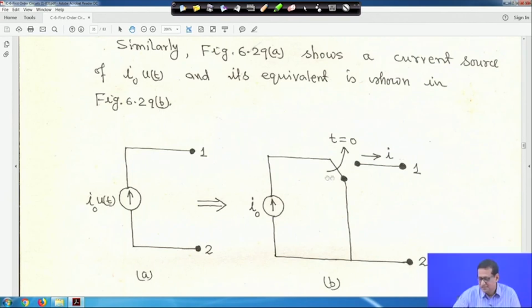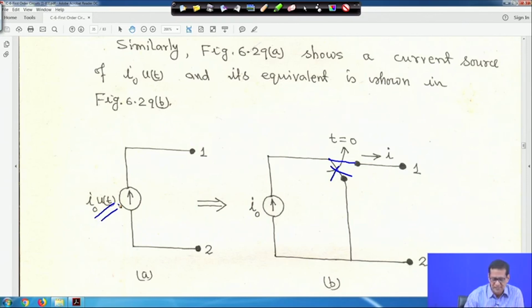And as soon as the switch moves from this position to that position, that means it is connected here, at that time the current is equal to I0. This is the meaning of I0 into u(t). That means for t less than 0, u(t) is equal to 0, and for t greater than 0, u(t) is equal to 1, that is the unit step function.